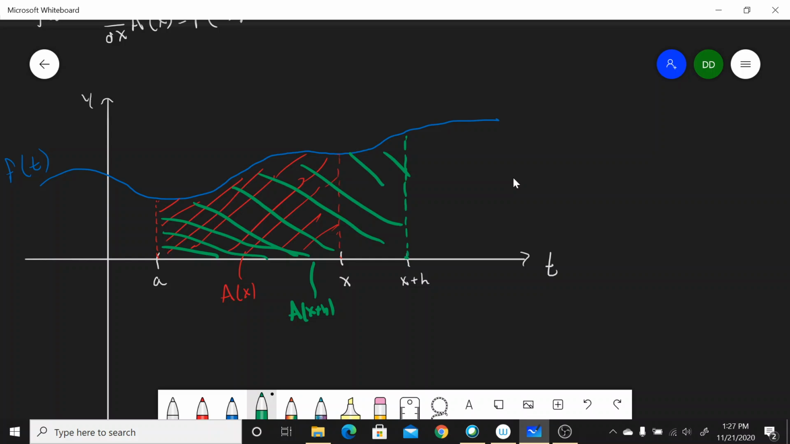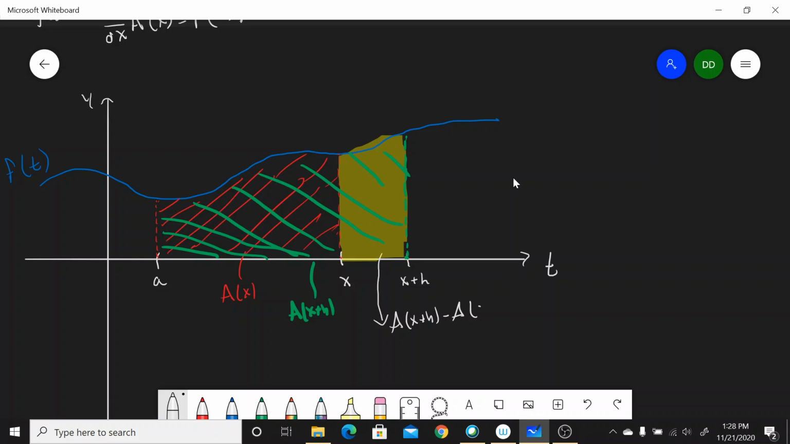So what is A of x plus h minus A of x? Well, it's the difference in the two areas. That is, we're investigating the change in the area function as x moves from x to x plus h. And so this area here, have I saved myself a color? Oh, not really. Maybe I'll just highlight it. This area here then is A of x plus h minus A of x.